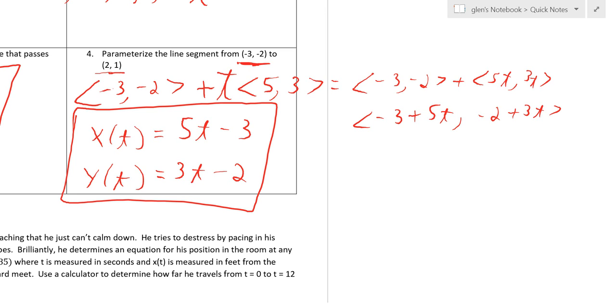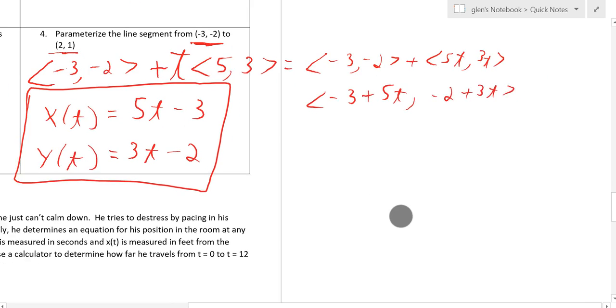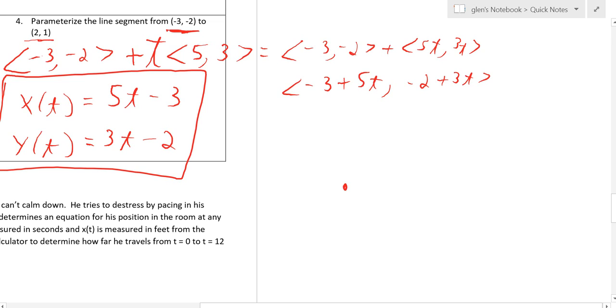Every time t goes up 1, what does y do? 3. If I'm starting here and x goes up 5 and y goes up 3, that's the slope. I'm just moving the slope each time.